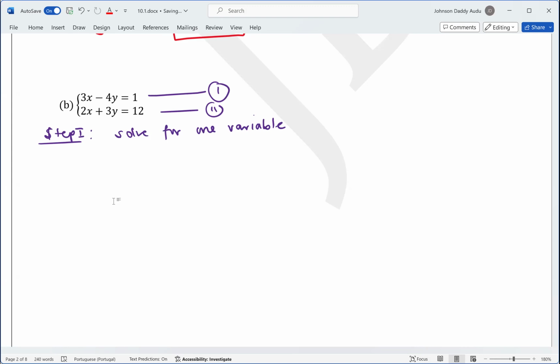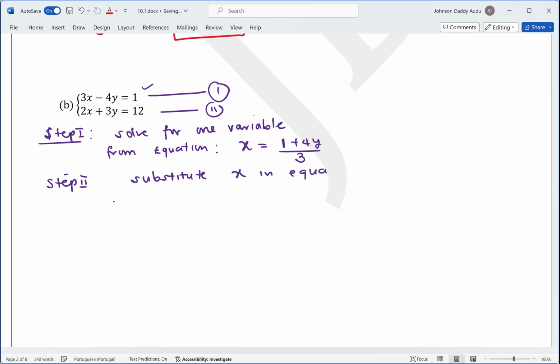So for example, if you look at question 1, from equation 1, you can solve for x. You can see that x is going to be 1 plus 4y divided by 3. Yes. Now we will substitute. This is now step 2. So we'll substitute x in equation 2.